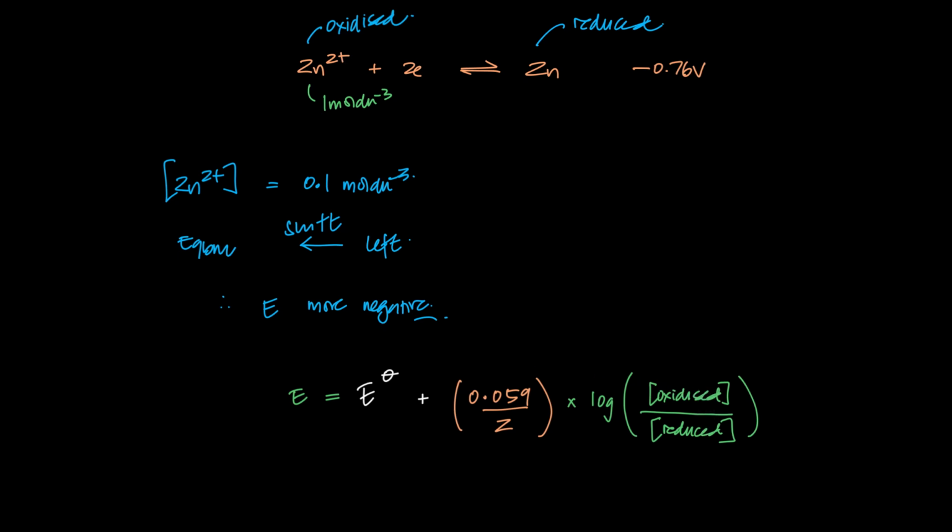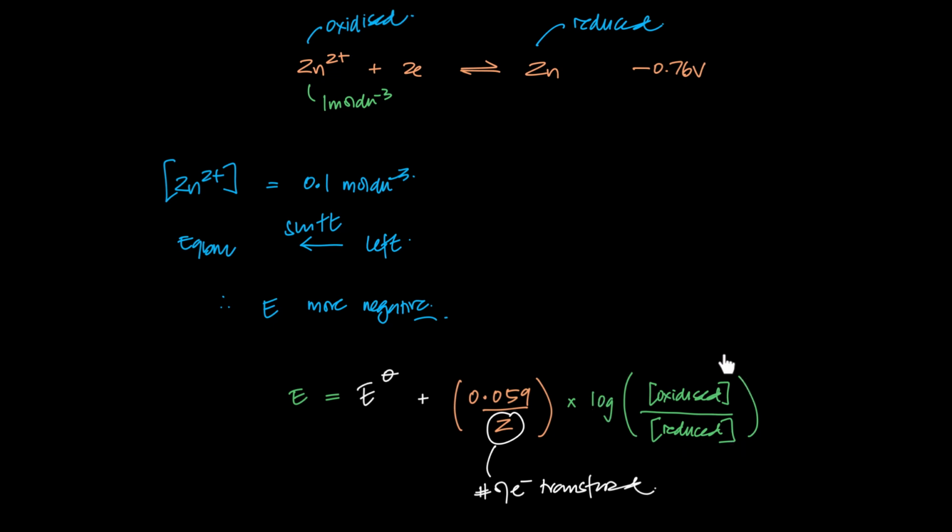So basically what they're saying is that we can apply this formula here. It means that the new E, which is not standard, is equal to the standard plus 0.059 over Z. Now somebody's done the math for this. We don't care how this is derived. But here Z represents the number of electrons transferred in the equation. So if I'm doing it for this equation, E naught will be minus 0.76, and Z will be 2.